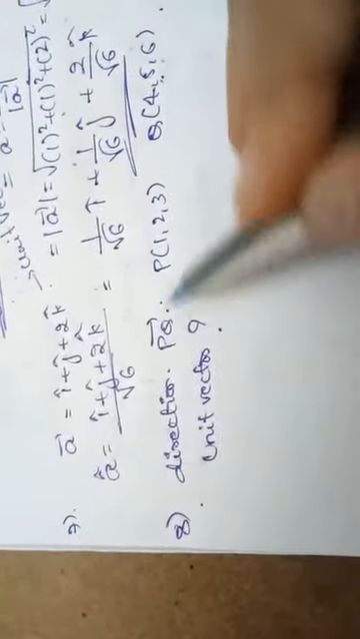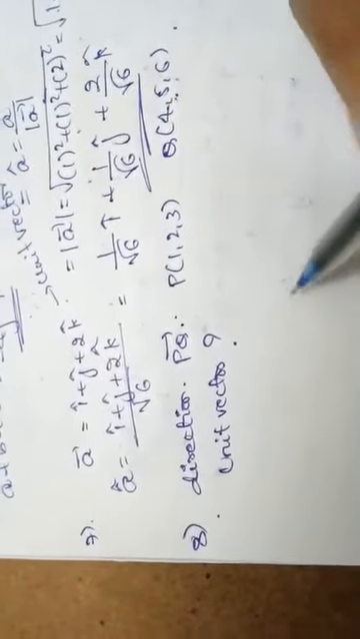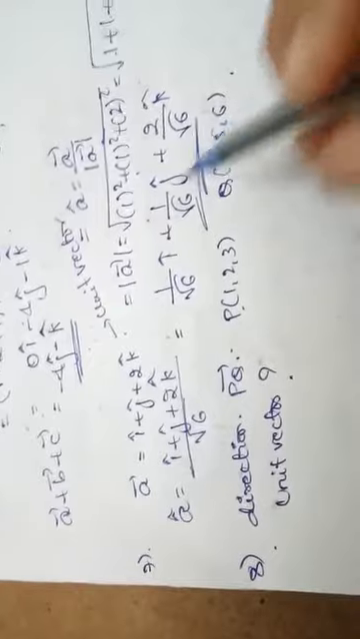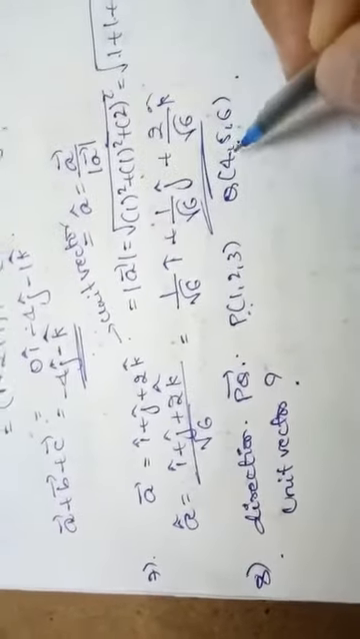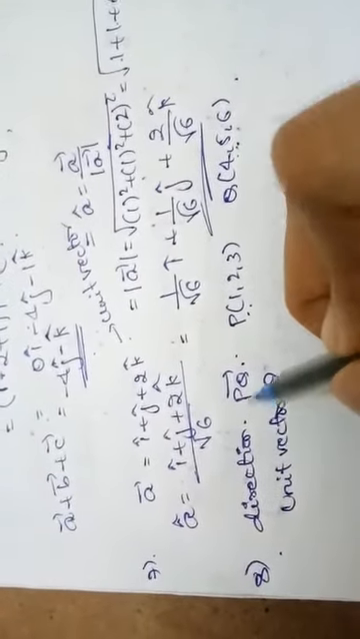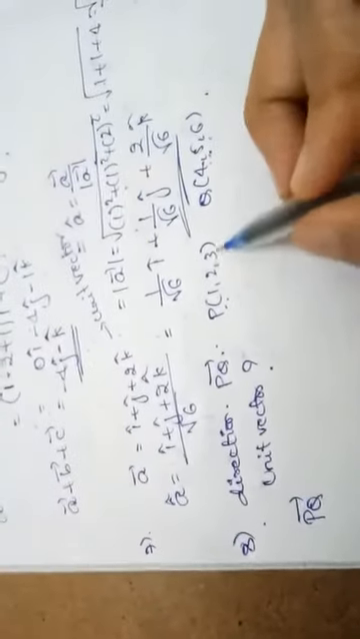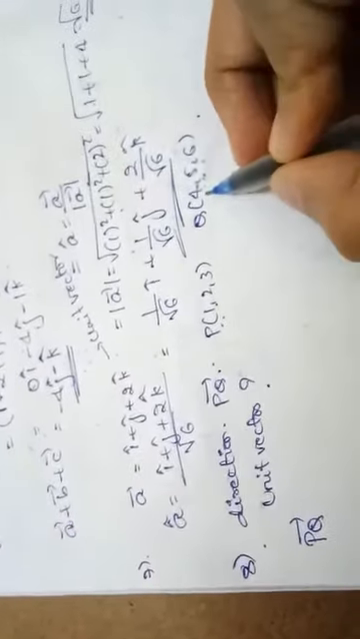In the next question, in the direction of vector PQ, we need to find the unit vector, where the points P and Q are given. So they have given you the point P and the point Q and the direction is PQ. So you need to first find vector PQ. When you know the initial point and terminal point, as I said earlier, how are we going to find the vector?